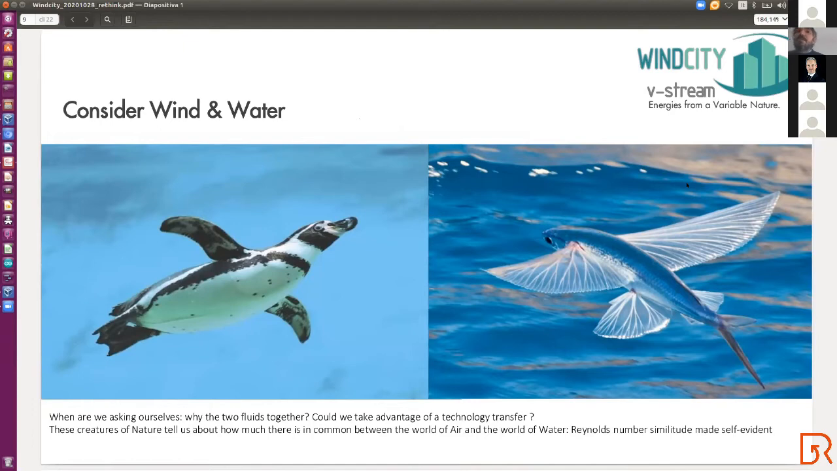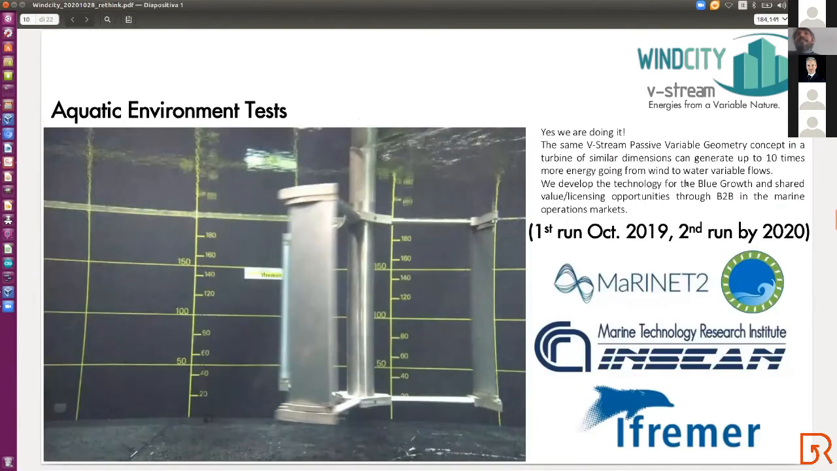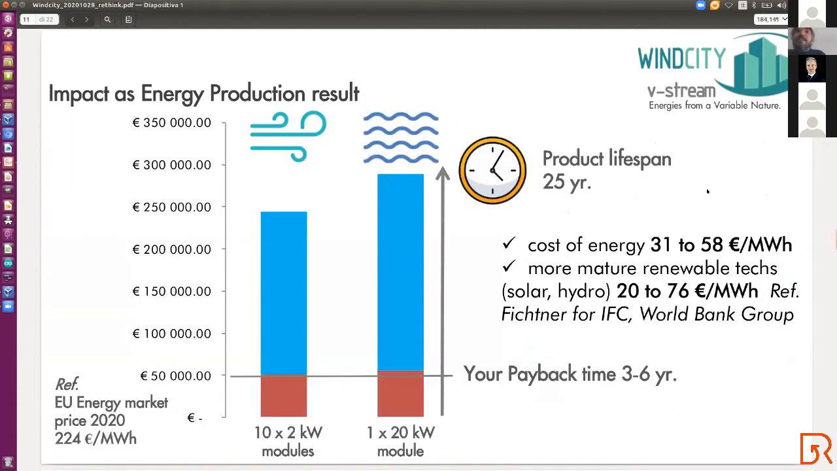The creatures here in these pictures tell us how much there is in common between the world of air and the world of water, because of this Reynolds number similitude that is made self-evident. So we did aquatic environment tests, we are doing it, and the same passive variable geometry concept, the same patent, with a turbine of similar dimension, can generate up to 10 times more energy going from wind to water. So we're developing this technology for blue growth, and we have these tests running by 2020 in the French laboratory.